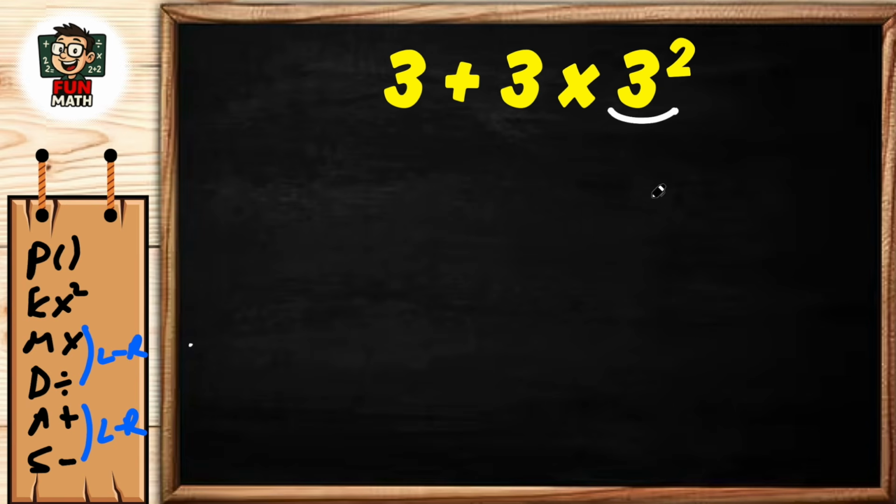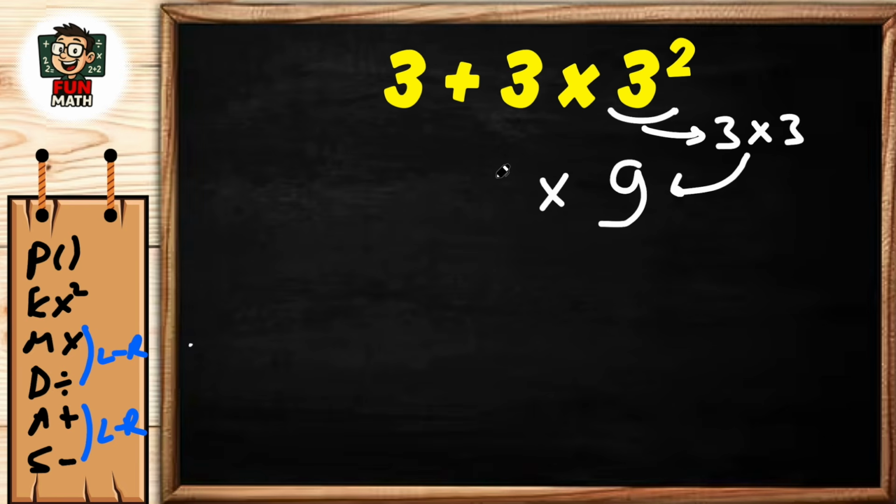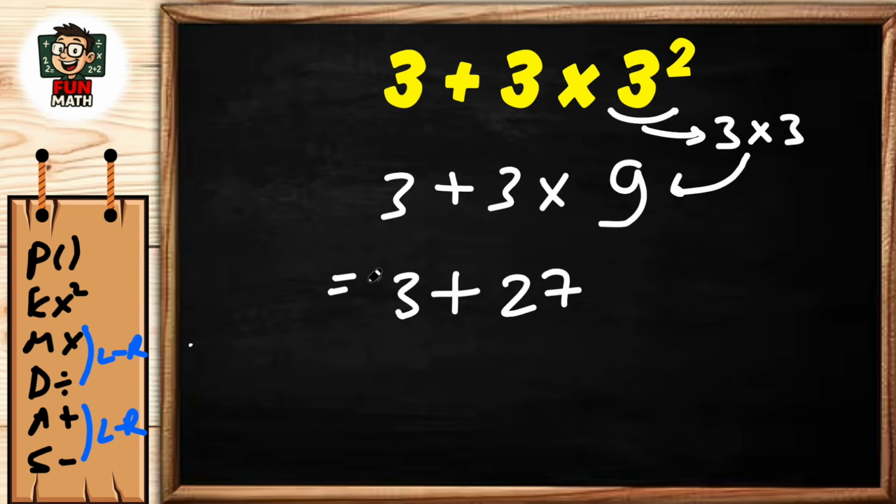First, exponent. 3 to the power of 2 equals 3 times 3. 3 times 3 equals 9. Next, do the parentheses, 3 plus 3. Now multiply 3 times 9 equals 27. Finally, addition: 3 plus 27 equals 30. We solved the solution in detail.